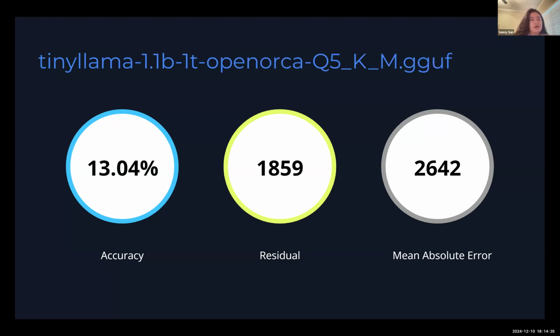Next slide, please. And for the last one, the TinyLlama 1.1B model, this one is giving us a little better result with 13.04% accuracy, 1,008 residual, and 2,600 mean absolute error. So this one is probably, in general, the best one we found with a small number of parameters, and we are planning to do more exploration on this one. Next slide, please.